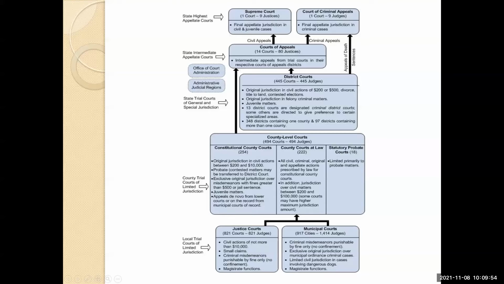And as you can see, looking at this, they have a limited amount of things that those courts can hear. So let's look at the justice courts. In Texas, we have 821 of these justice courts that have their own judges. So each court has a judge. Those justice of the peace courts can hear some criminal cases and some civil cases. So let's look at that.